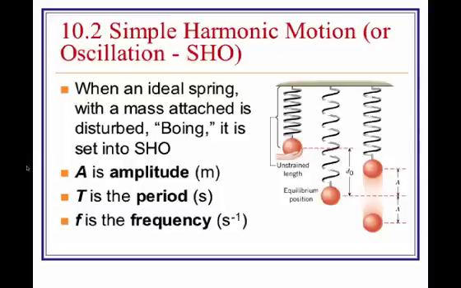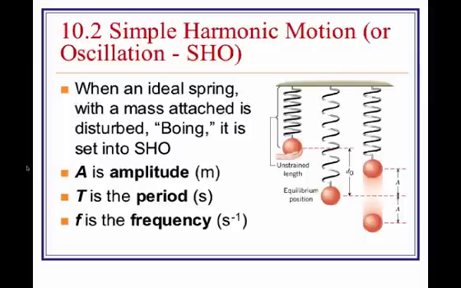Alright, so when the spring has no mass hanging on it, its unstrained length is at the top. And then when mass is added, the spring is pulled downwards, and this now becomes the equilibrium position. What we can do is cause the spring to oscillate back and forth by displacing it some amplitude, and it will move back and forth. The amplitude is the maximum distance from the equilibrium.